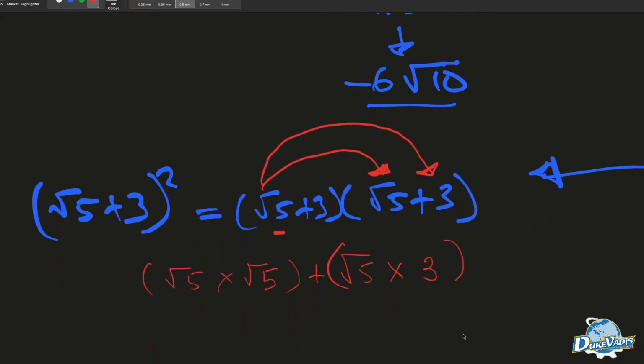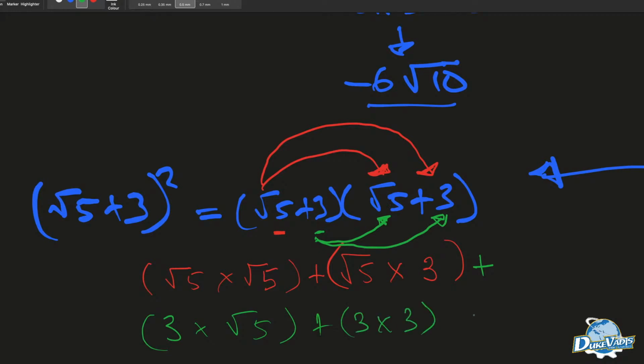Now I'm going to use this 3. I'm going to use this 3 to multiply this √5, and it will multiply this one again. So the 3 is going to multiply √5. Bear in mind there's a plus here. So 3 has multiplied √5, and the 3 is going to multiply 3. So this is what I have.